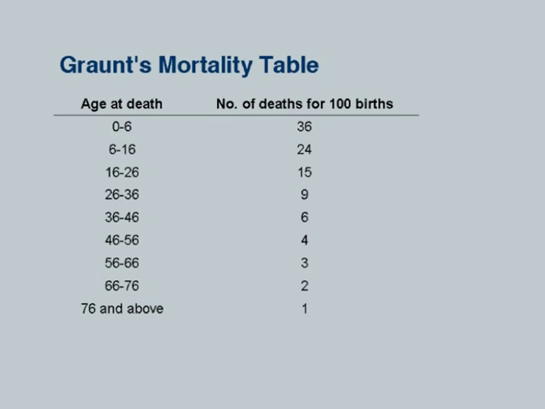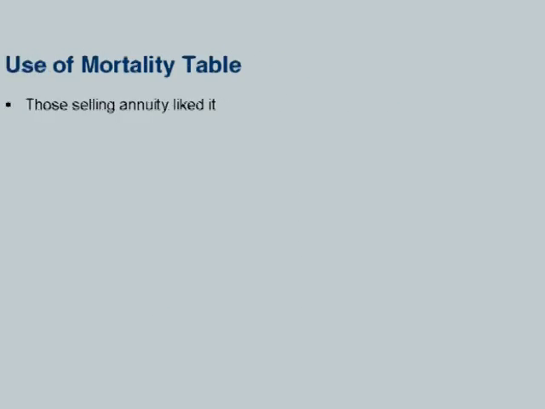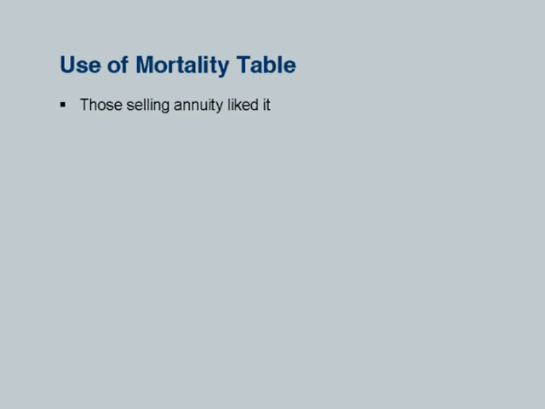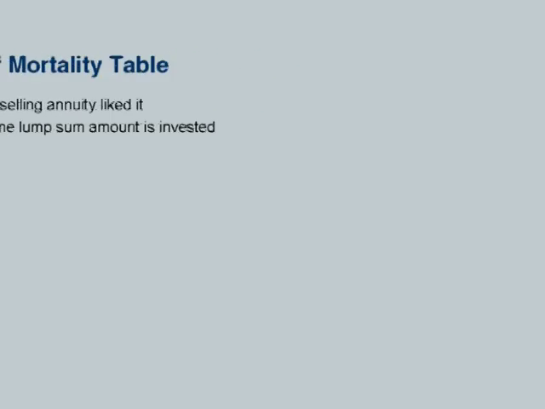So look at the mortality table. Age at death is 0 to 6, number of deaths, so 36% of the children died when they were small. Okay, this was the statistics in early 1600s. That okay? So those selling annuities liked it. So this is precisely this. What is this? What is an annuity?